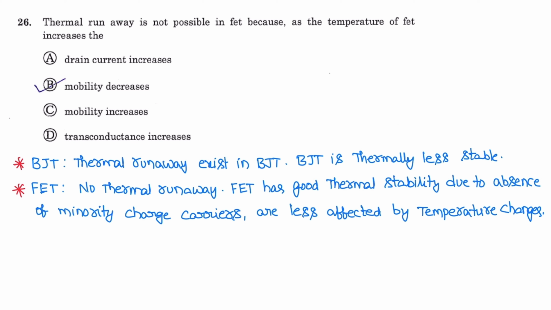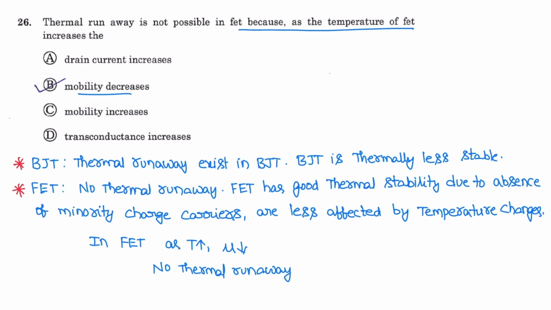minority charge carriers and are less affected by temperature changes. In a junction field effect transistor, as temperature increases, the mobility gets decreased. So there is no thermal runaway. Hence, no thermal runaway. So the correct option is B. In a field effect transistor, as the temperature of FET is increased, the mobility gets decreased.